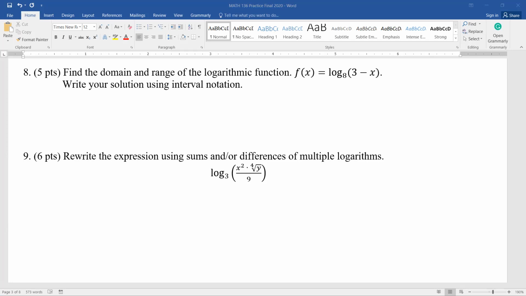So I'm going to go write my domain. Any number less than 3 would be -infinity all the way up until 3. 3 is not included, so I'm just using parentheses. And then remember, we can't reach -infinity, so we have to always use a parenthesis there. And then our range is going to be all real numbers. So we're going to write that as -infinity, comma, +infinity. And again, we can never reach positive or negative infinity, so we're using parentheses and not brackets.